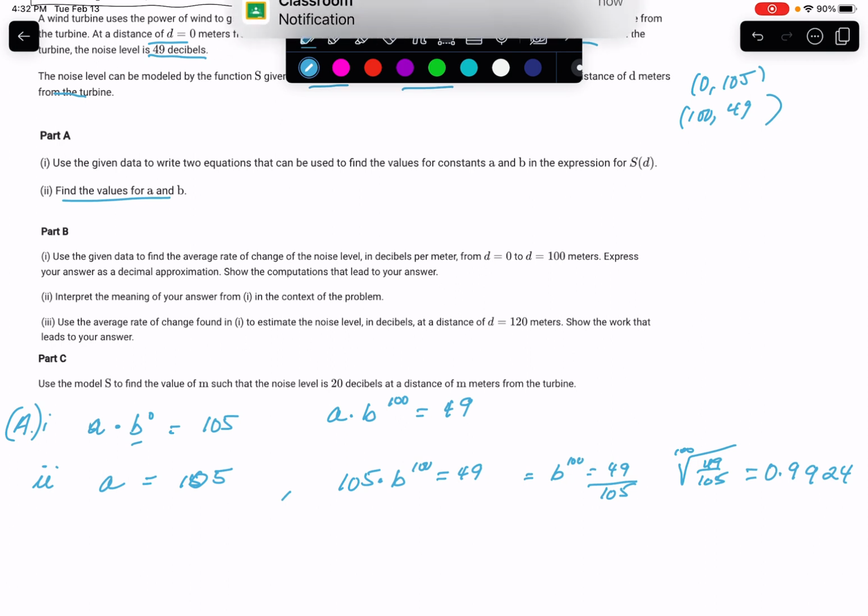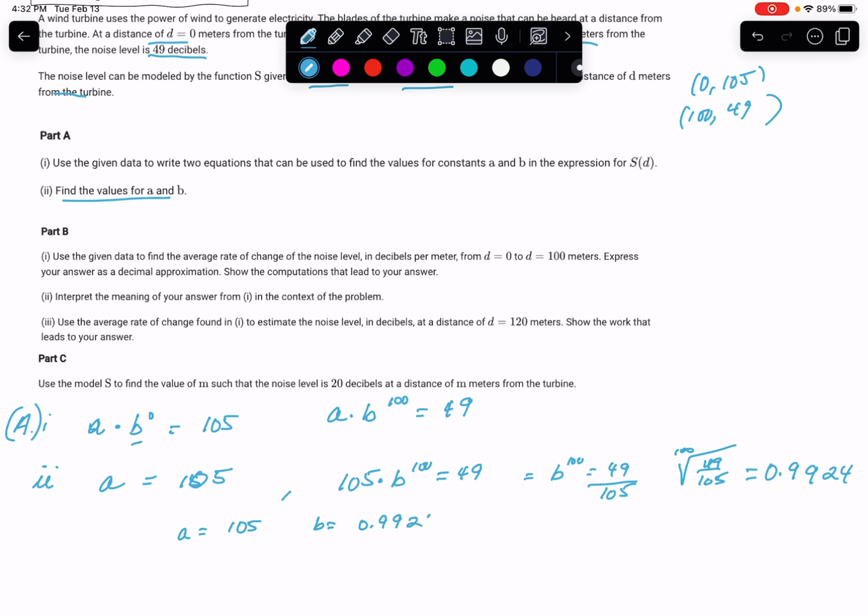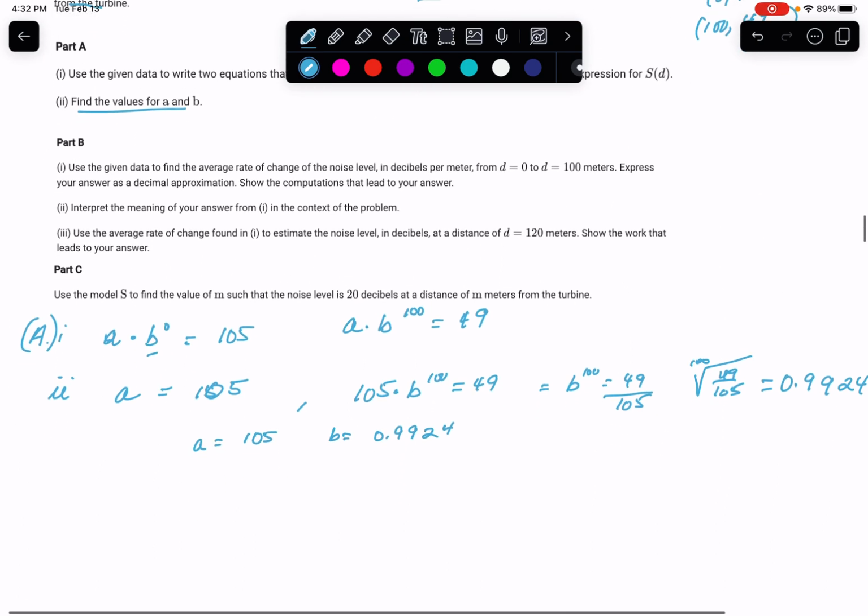Okay, so we have our A and B. So let's rewrite it. A is 105 and B is 0.9924. All right, so that was part A. Now part B says use the given data to find the average rate of change of the noise level in decibels from D equals 0 to D equals 100. So we have to do the average rate of change.